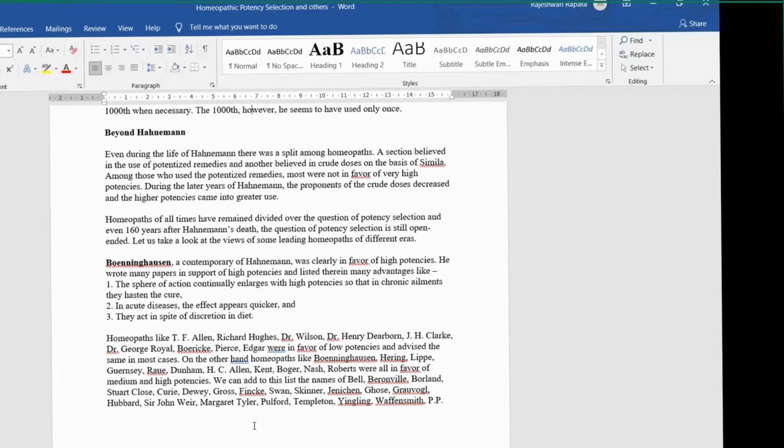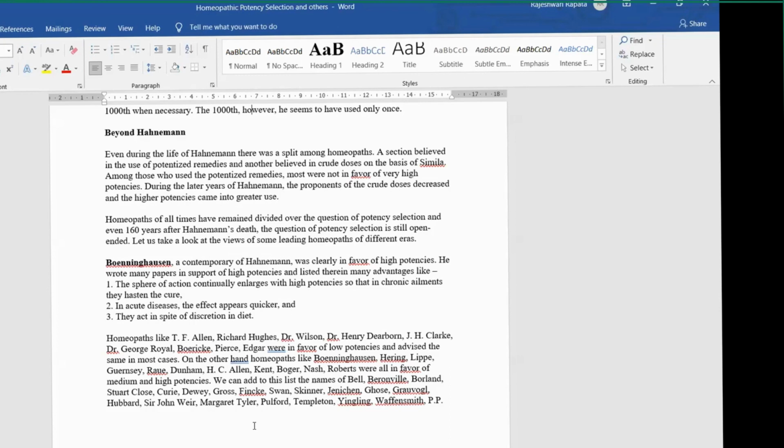So further, there are some people who also believed that higher potency should be given. And some said that no, higher potencies can't be given. They were not in favor of higher potencies. So during the later years of Hahnemann, what happened? These proponents of the crude doses, meaning those people who believed in the crude doses, slowly decreased, and people started giving higher potencies. Higher potencies came into greater use.